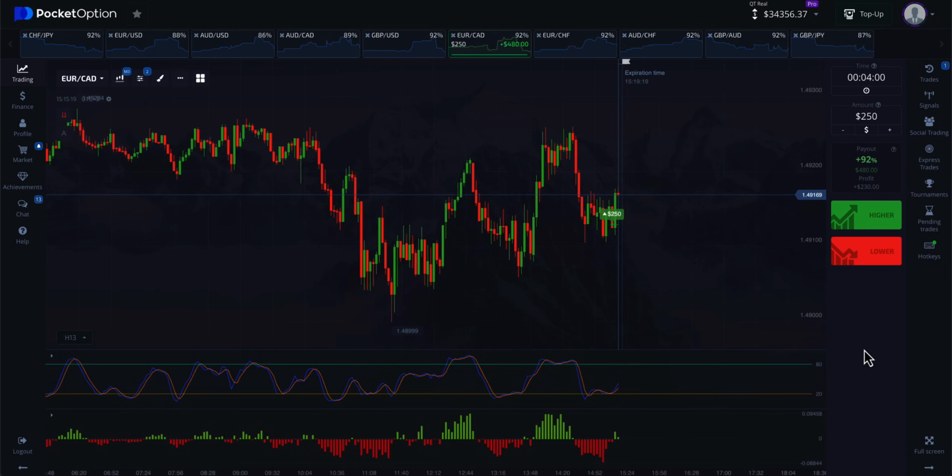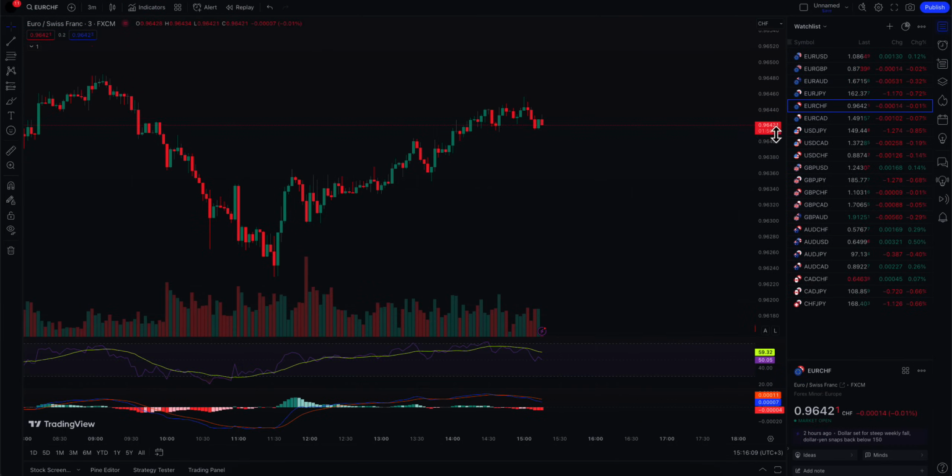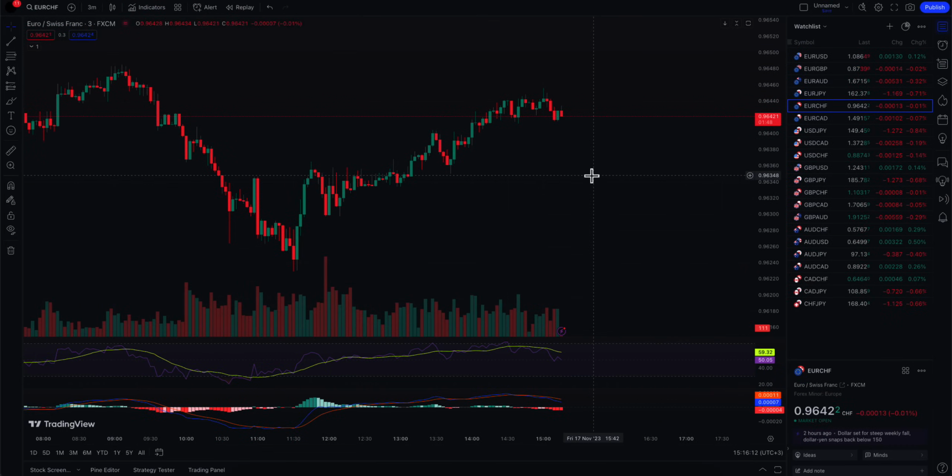So let's wait for a while and take our profit. Let's move on to another currency pair. Well, this will be a pair of euro to Swiss franc. And as usual, before opening a position, a brief analysis.